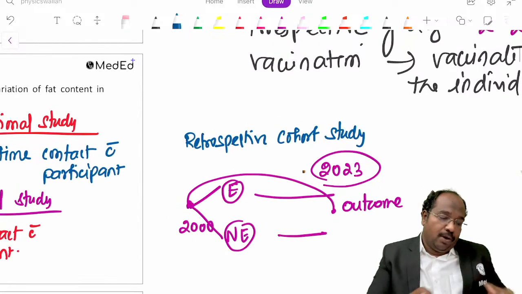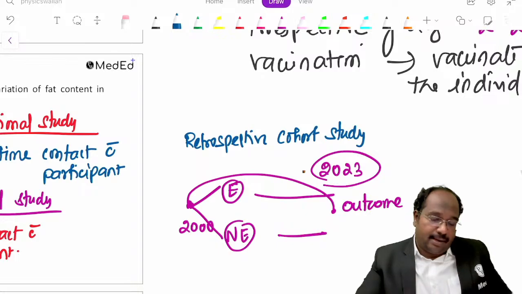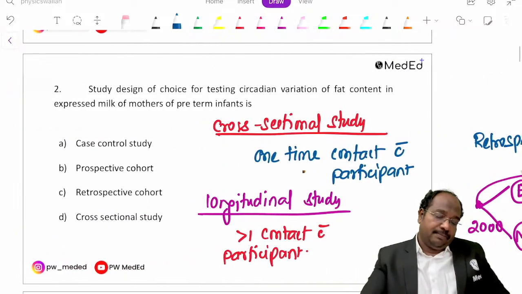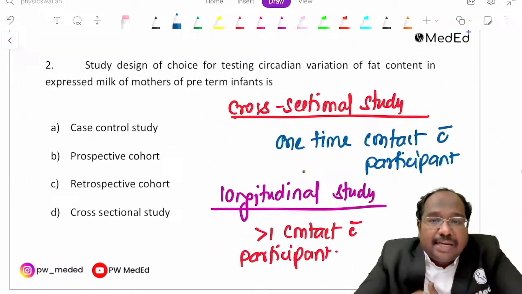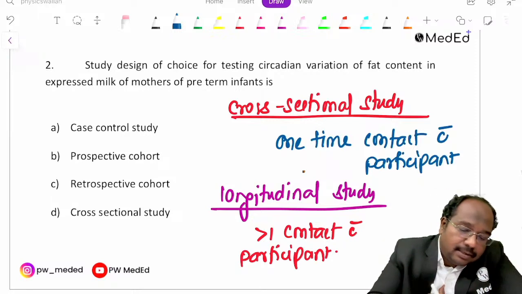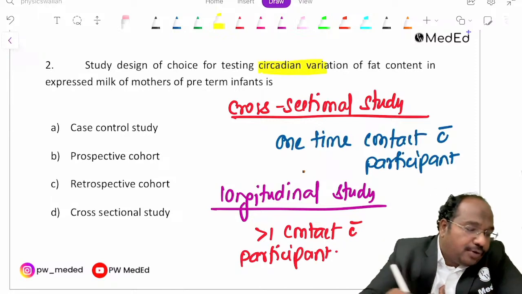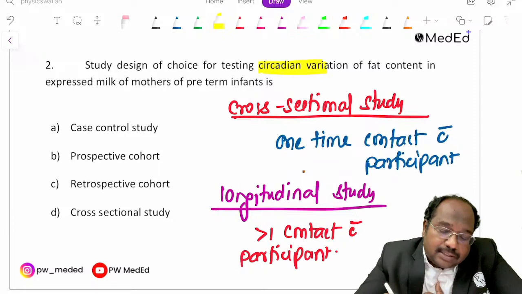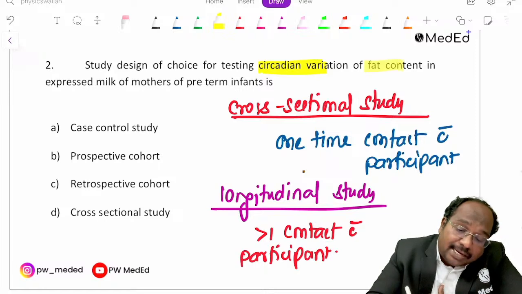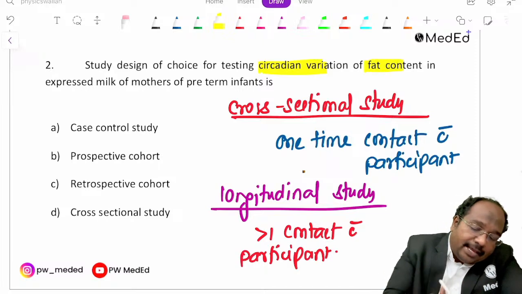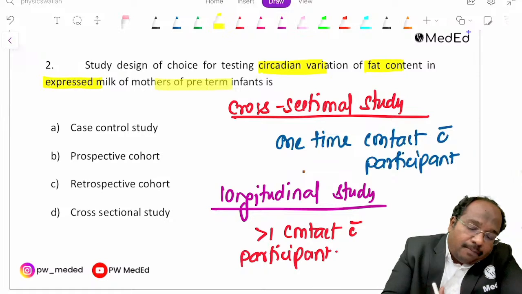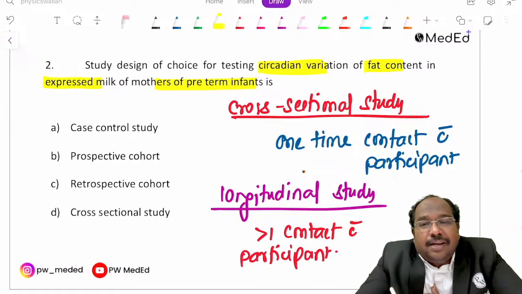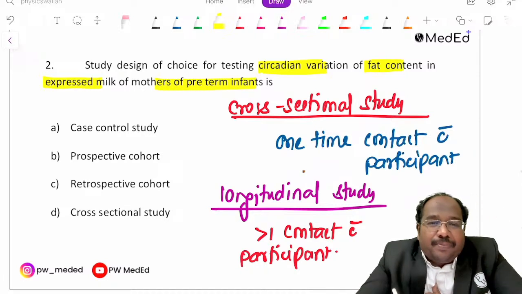Okay, fine. Now we will go back here. We will see what is the answer here. Study design of choice for testing circadian variation. You can put the answers, guys, in the chat box. Circadian variation of fat content in expressed milk of mothers of preterm infants. What can be done here? Can we do a case control study? Can we do a cross-sectional study?